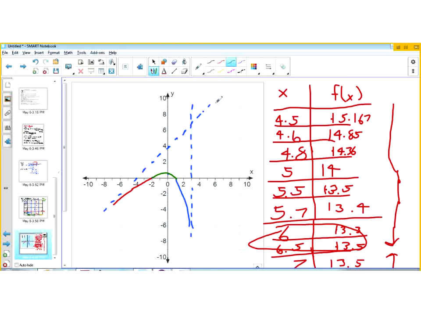So that means we need to adjust this branch a little bit, not too much. Let's call it at 6.25. So 6.25 is right about there. And let me extend my slant asymptote. And so, voila. It's got to be shaped like that to be correct. Okay, so there we have it.